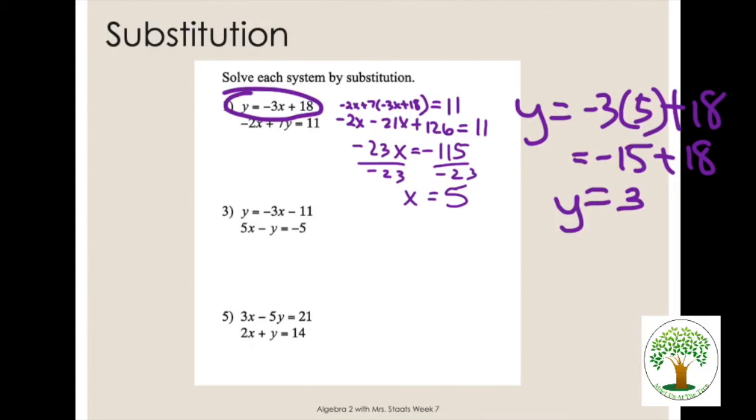That's what I got. So our answer is going to be an ordered pair. What always comes first? X. So 5, comma 3.